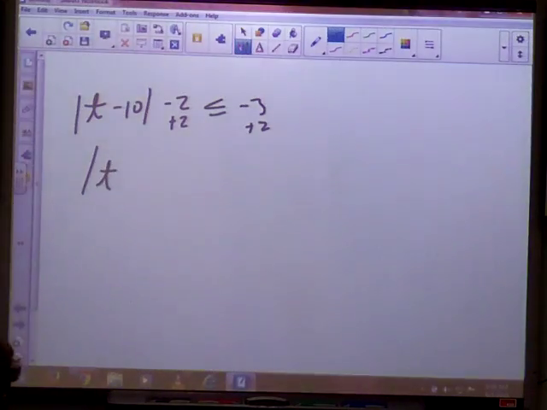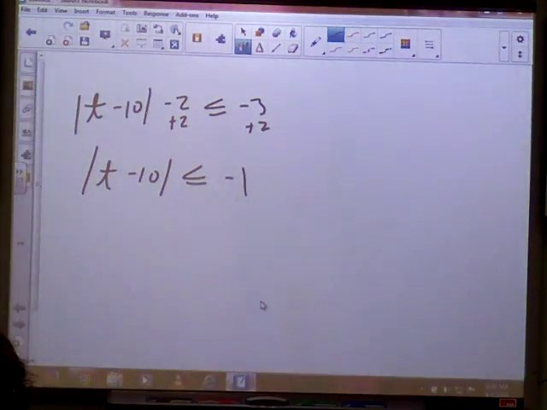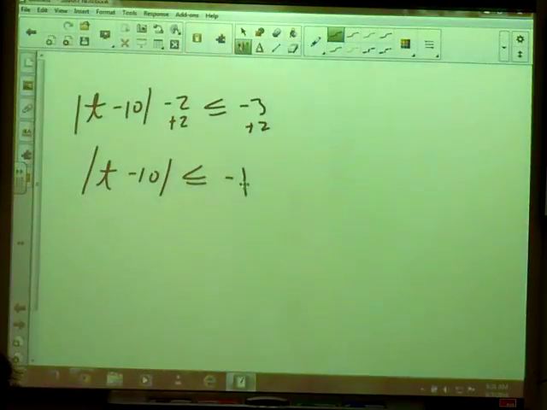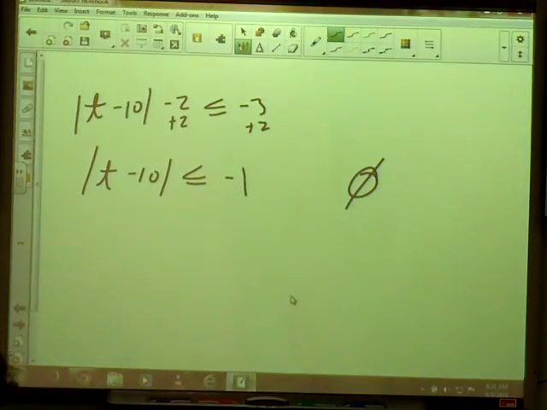So we've got absolute value of t minus 10 is less than or equal to negative 1. Now, I know this one without doing any work, because I got to have the absolute value of something that is smaller than negative 1. But you just told me that absolute values are always going to be positives. What positive number is smaller than negative 1? There's not one. Devin's right. So I know this is going to be no solution.